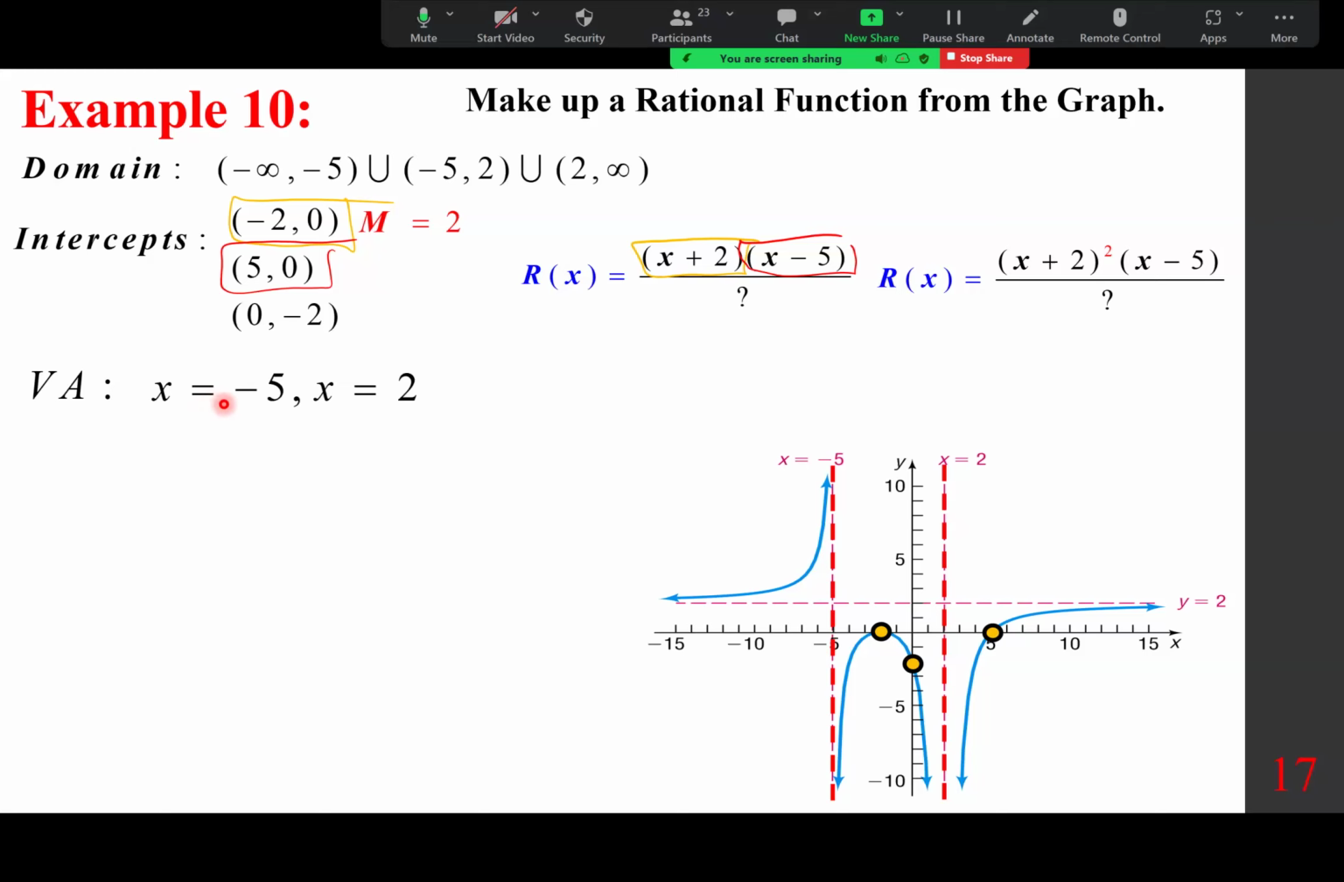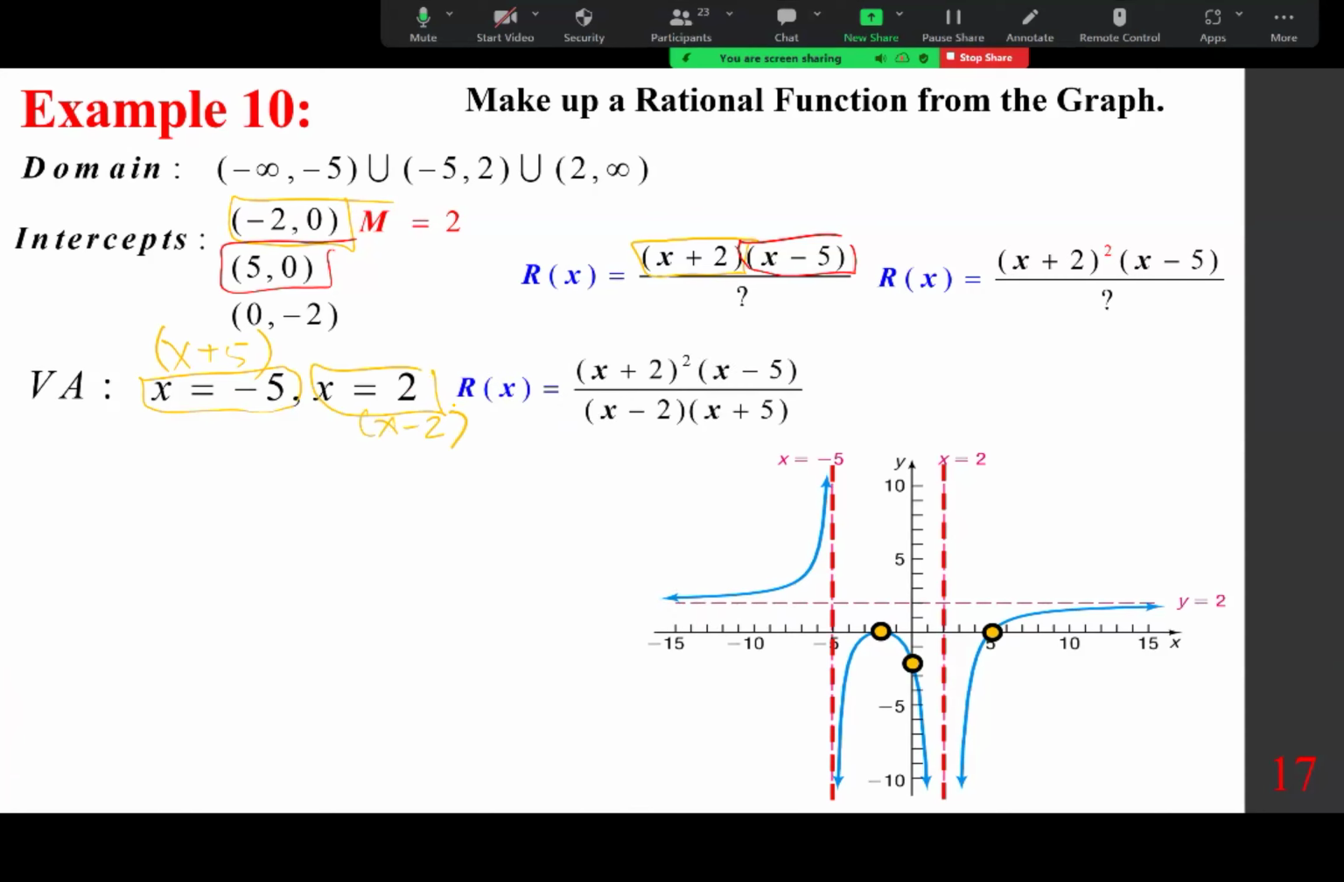This means the denominator must have x plus 5. This means x plus 5 in the denominator. This means x minus 2 in the denominator. Also, for x equals 2 from the left and right, both of them go to negative infinity.